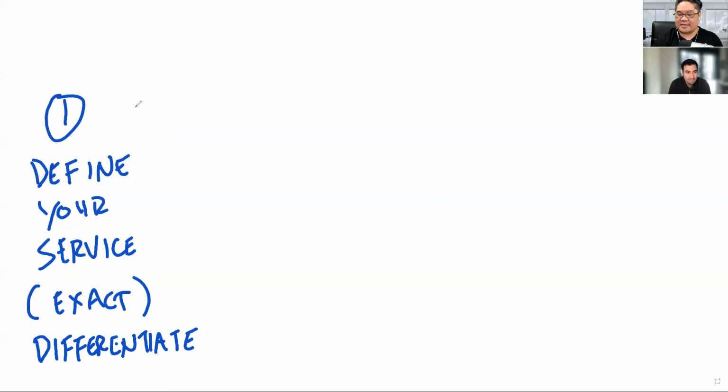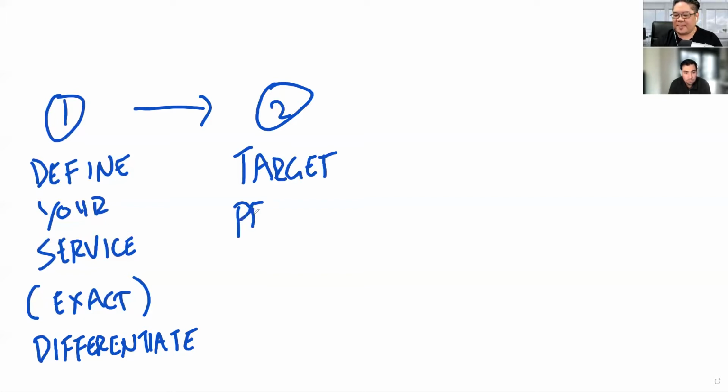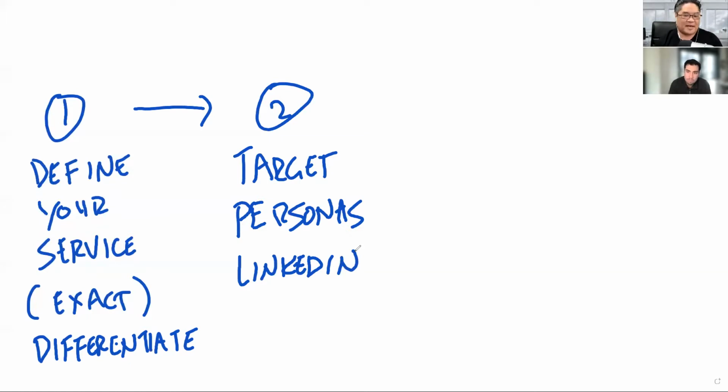Now, here's the next thing. Then what you do is you define your target personas. And those live on LinkedIn. And the best part, the reason we like LinkedIn so much from a B2B perspective, is we know exactly what job titles, we know exactly where to target, the size of company, all this stuff. So we target. And then you start setting up the process.